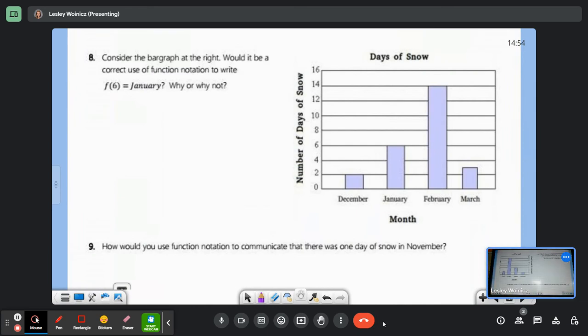All right, so we practiced some function notation with histograms, but we can also use it for bar graphs. So we have this bar graph here at the right. Would it be the correct use of function to write f of 6 equals January? Why or why not?